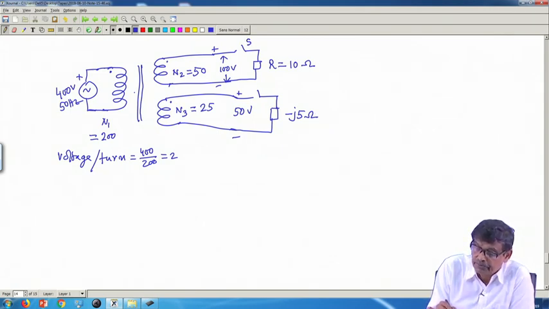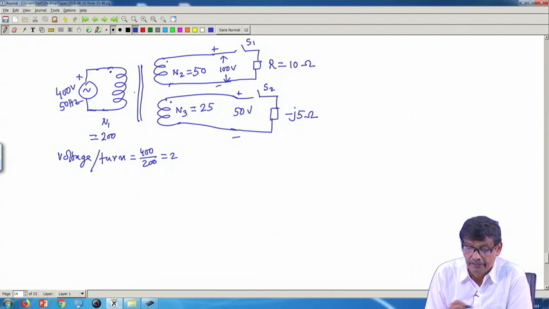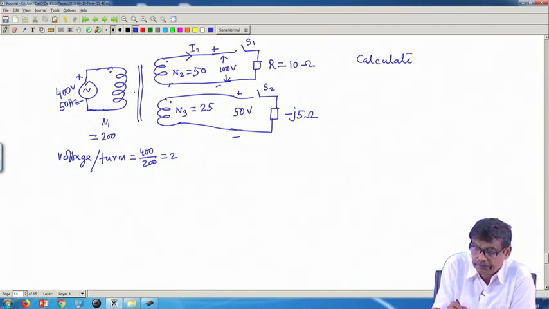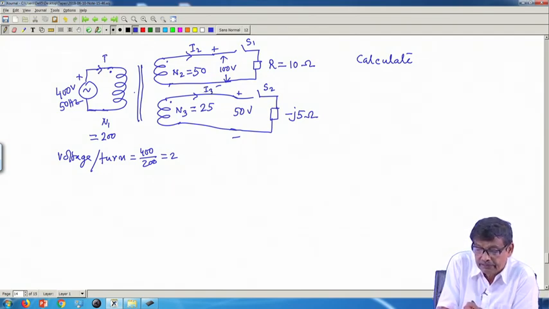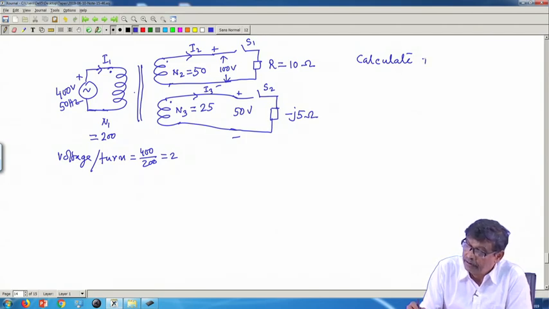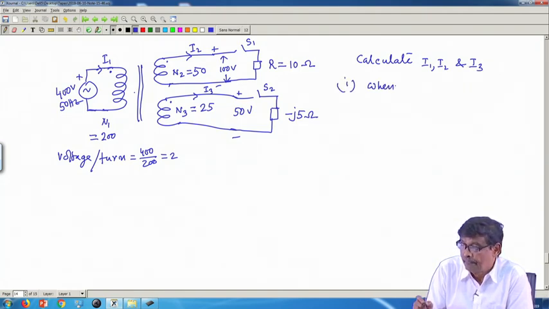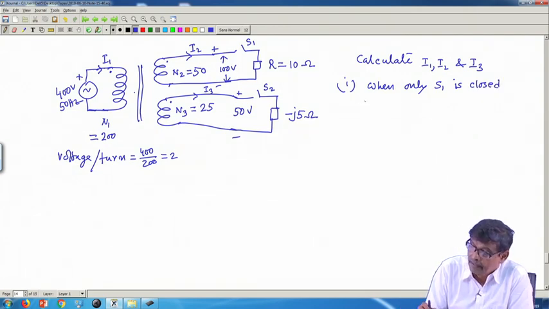And this switch is, suppose, S 1, this switch is S 2. I will indicate the currents as I 2, this is I 3 and this is I 1. Calculate I 1, I 2 and I 3. Part 1: when only S 1 is closed, S 2 opened.